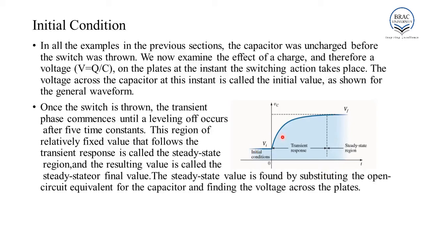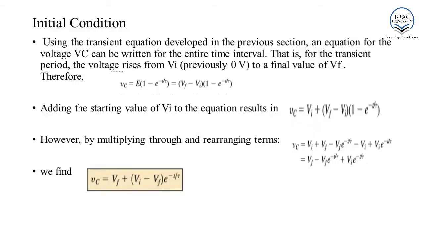Using this information, the voltage across the capacitor can now be expressed with the following equation. We know that Vc equals E times 1 minus e to the power minus t by tau. In this case, E will be equal to Vf minus Vi. Rearranging these terms, we can define Vc as Vf plus (Vi minus Vf) e to the power minus t by tau.